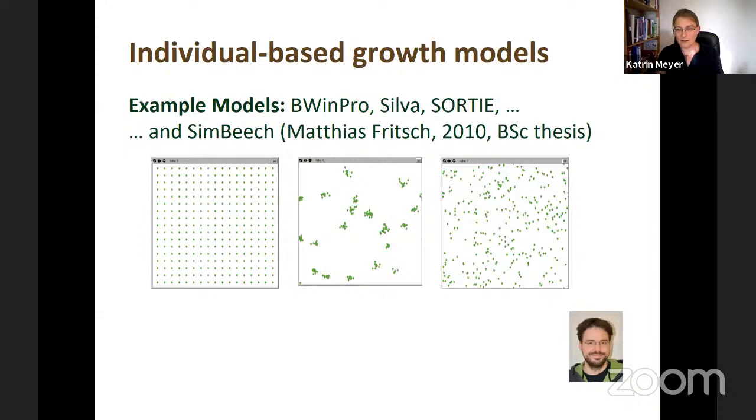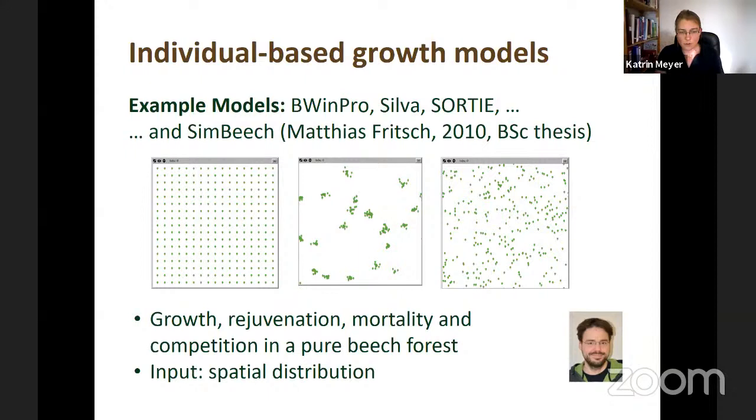So Matthias Fritsch did this as a bachelor thesis. And his model covered growth, rejuvenation to a certain degree, mortality and competition in a pure beech forest. So this was just pure beech. And the big question that his model wanted to answer is how different initial spatial distributions of trees actually develop over time. How does the spatial distribution change? Does it get more regular or more aggregated? And how does the density change over time? So you see here the three different possible spatial distributions.